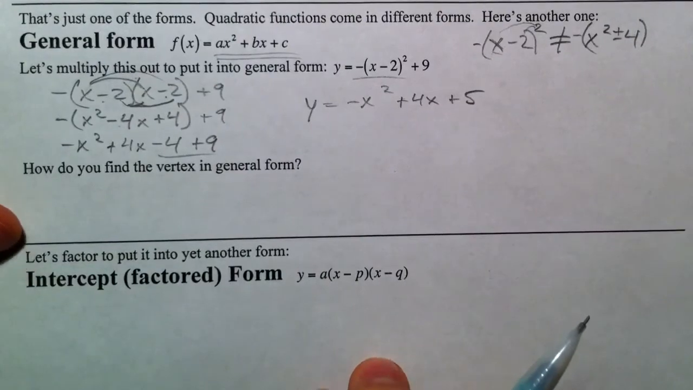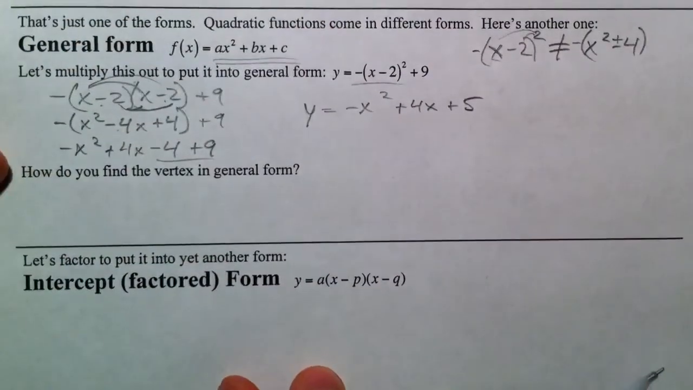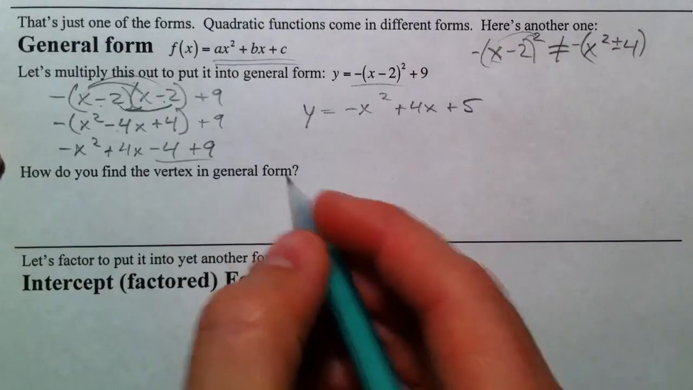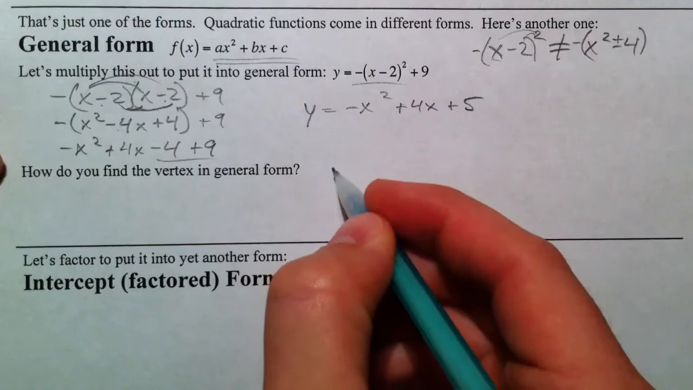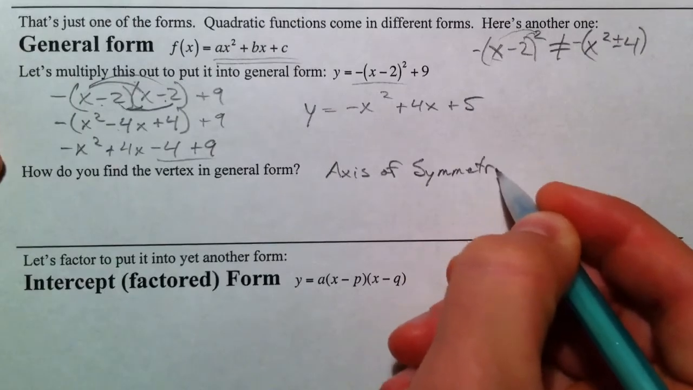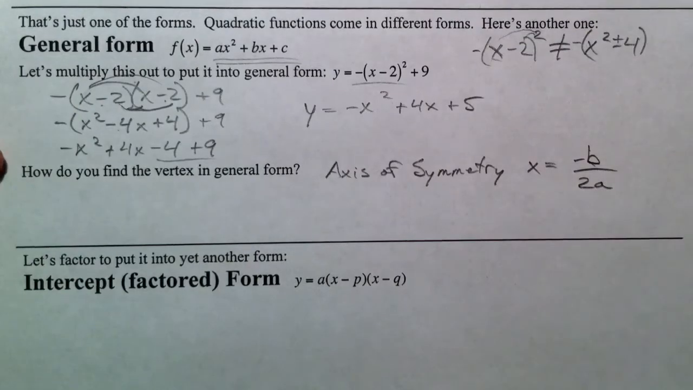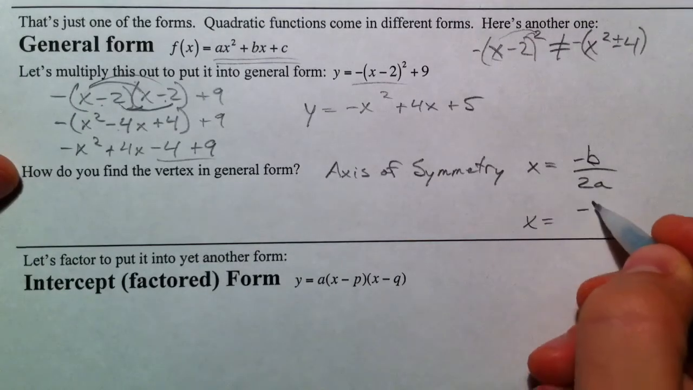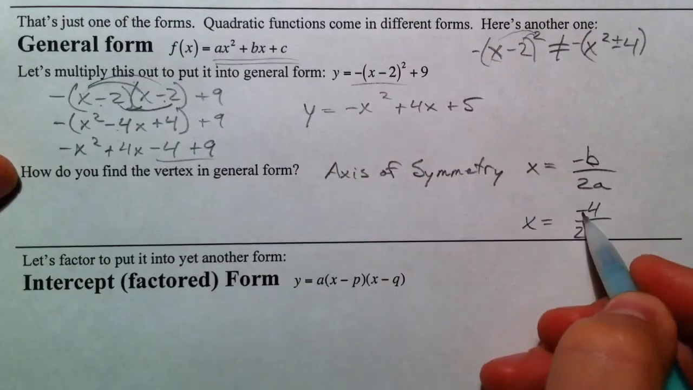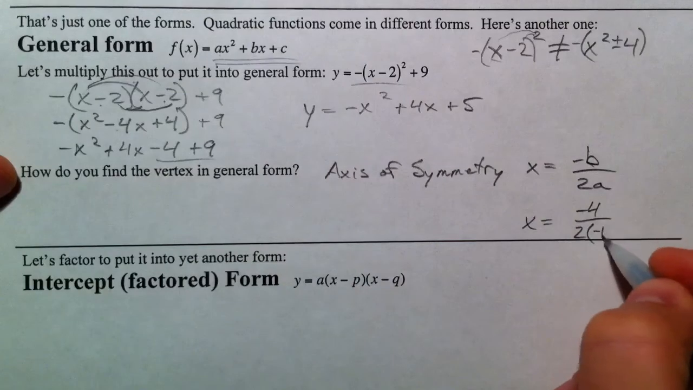How do you find the vertex in general form? Well, because it's not always easy to convert back to the other form, because you have to complete the square. You have to use these a's and b's. The axis of symmetry is x equals negative b over 2a. So in this case, x equals negative 4 over 2 times, so the 4 is the b, so negative 4. The a in this case, there's that 1 out in front, but it's negative 1, so like that.